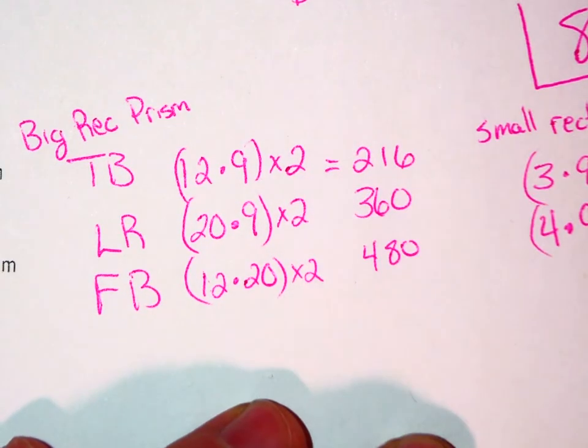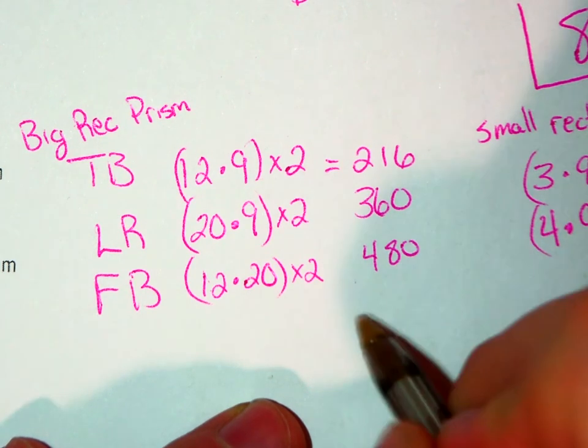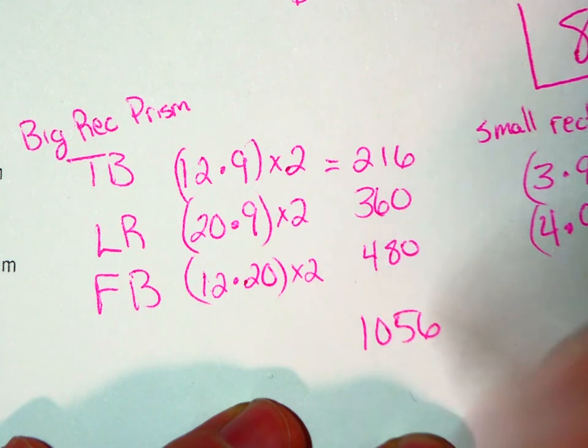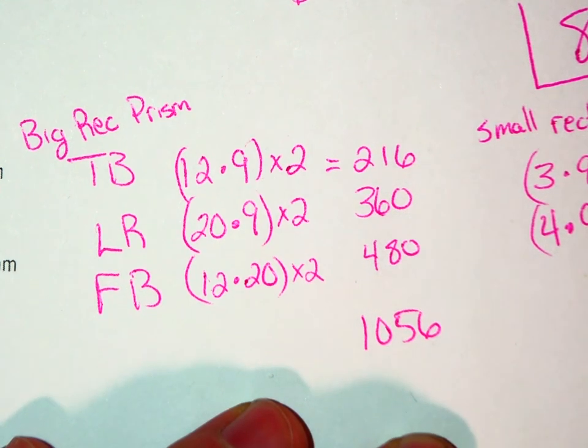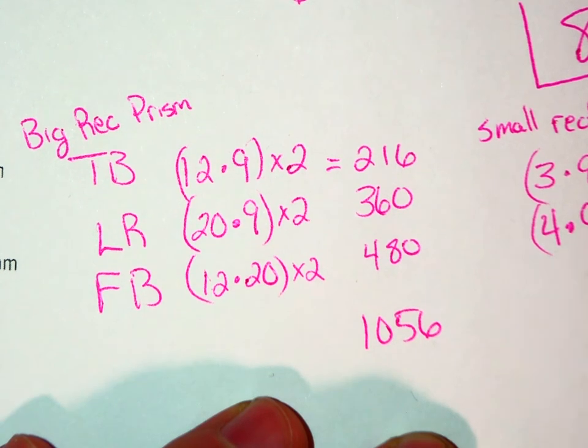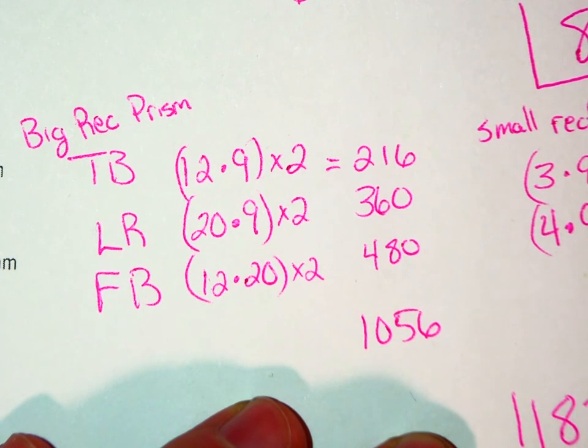We need to add these together. We get 216 plus 360 plus 480 gives me 1056. And then when I finally combine the surface areas of my two shapes, my grand total is 1182 millimeters squared.